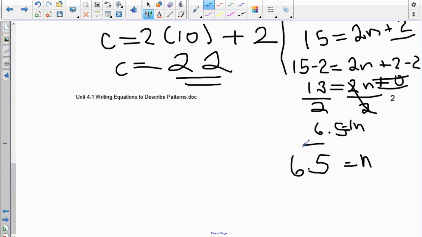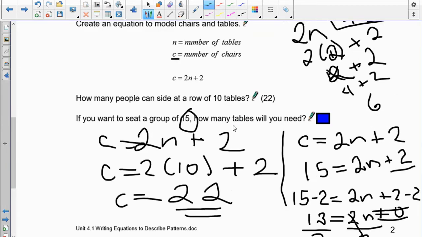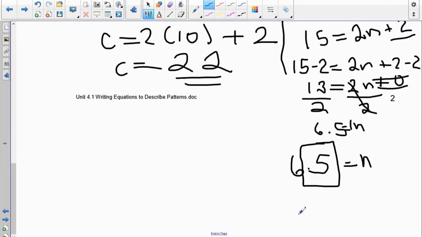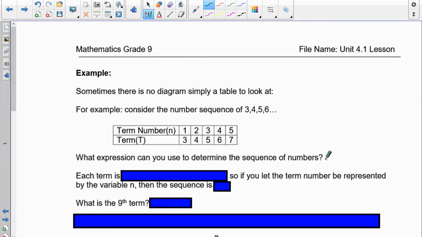Now you can't have half a chair, or sorry, half a table. Remember, n is the number of tables. You can't have half a table. And if I round down to 6, I won't be able to seat all 15 people. So I'm going to have to round this up to 7, and I'm going to have a couple of extra chairs available. Okay, turning the page.